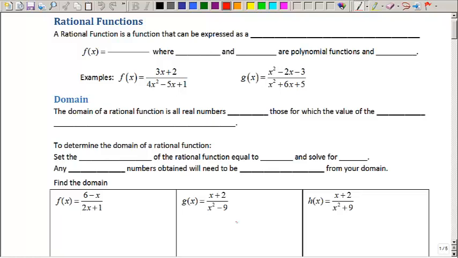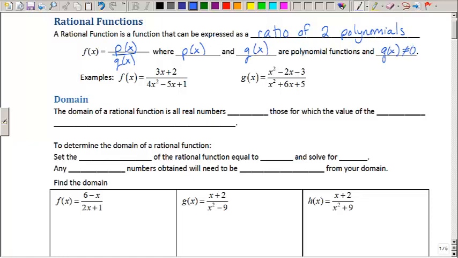It's a function that can be expressed as the ratio of two polynomials. For example, if I have f of x equal to p of x over q of x, where both p of x and q of x are polynomial functions. Also, q of x cannot be 0. If q of x was equal to 0, then we'd be dividing by 0, and we can't have that.